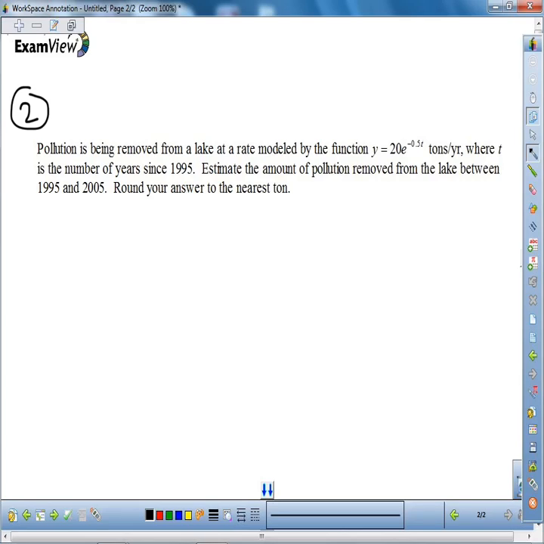So example number 2, we want to estimate the amount of pollution removed from the lake between 1995 and 2005. So notice that we are given the derivative, and the reason I know that this is the derivative is because this is tons per year. So I have a rate, and the rate is the derivative. So to find the tons, I'm going to have to find the antiderivative, and it's going to be from 1995 to 2005. So I'm going to let t equals 0 be 1995, and t equals 10 be 2005.